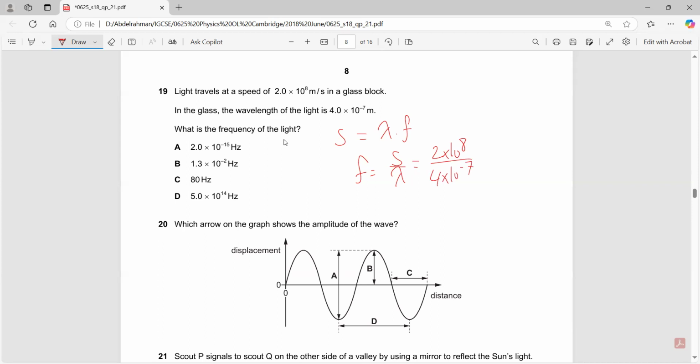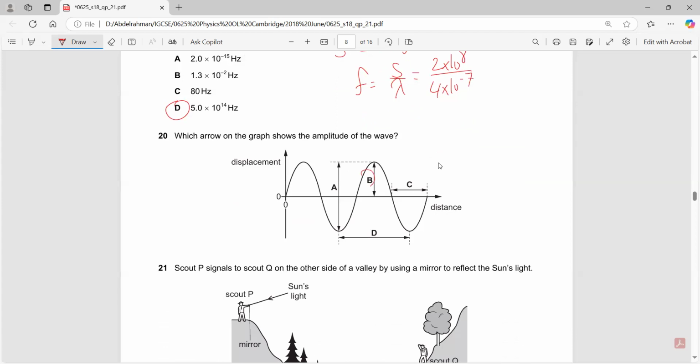Again, when you are calculating this question on your calculator, please use the fraction sign. Do not use the divide sign, because if you use the divide sign, you might forget to use the parentheses or brackets. If you forget to use them, then the final answer would definitely be wrong. 2 times 10 to the power of 8 over 4 times 10 to the negative 7 is 5 times 10 to the power of 14 hertz.